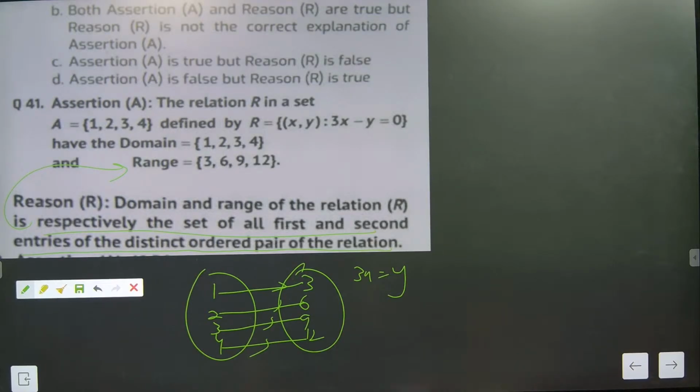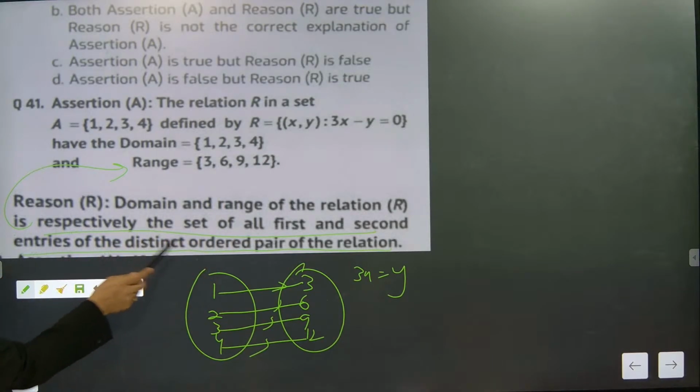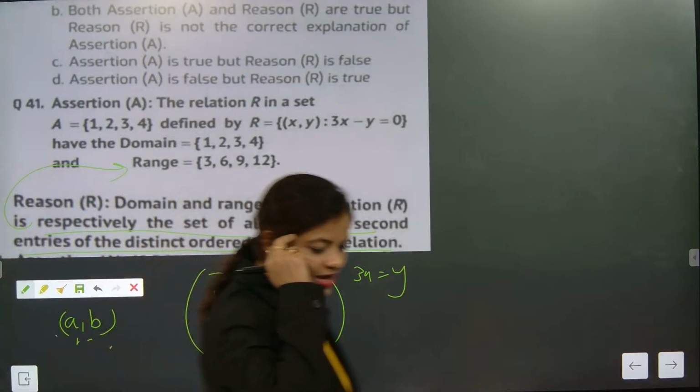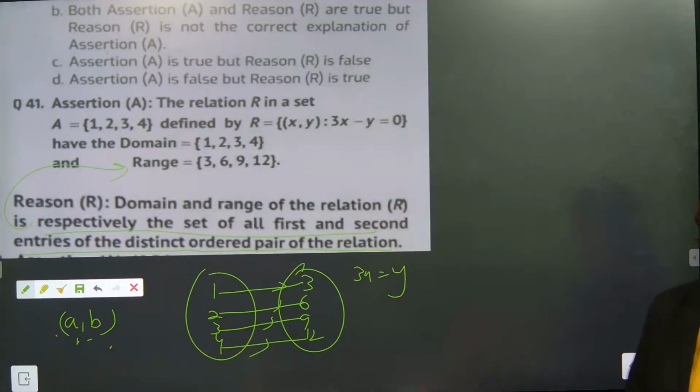So what they are telling is 1, 2, 3, 4. See what they are telling. Domain and range of the relation is respectively the set of all first and second entries of the distinct ordered pairs of the relation. So distinct ordered pairs of the relation, this is the first and the second entries. Understood? So the first one is representing domain, the second one is representing range. Yes, absolutely correct, Shivaranjani. This is what I was waiting for, beta. Very good.